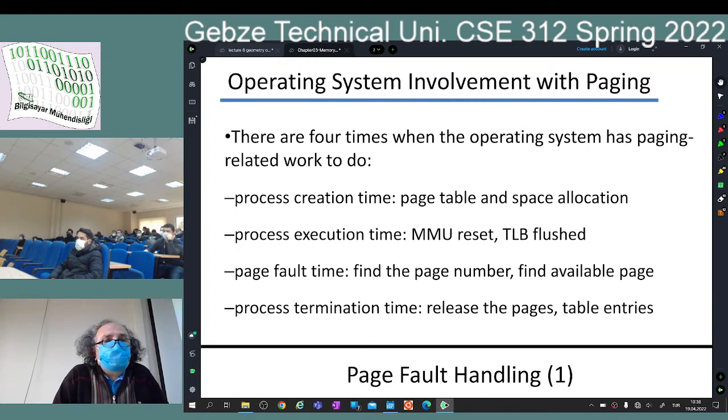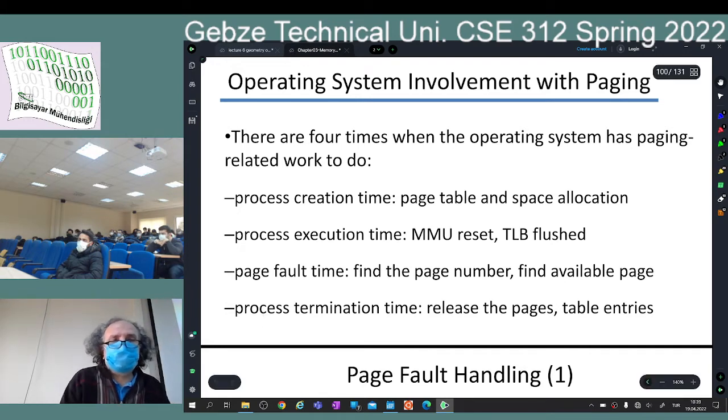So when the page fault happens, the operating system has to take care of it. It will find the page number, it will find the available pages, and it will do the replacement according to the algorithm that we are running. And of course, finally, when the process is terminated, we have to release all the pages. We have to clean up all the mess that we have created for this process. So that's the process termination time.